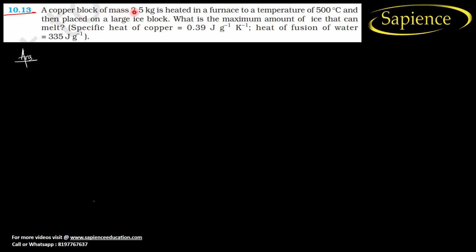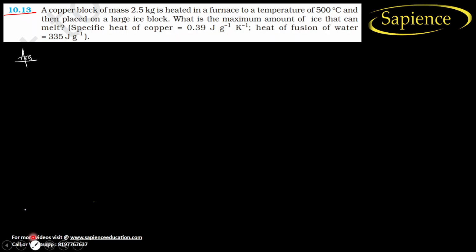A copper block of mass 2.5 kg, heated in the furnace to a temperature of 500 degrees Celsius, is then placed on a large ice block. What is the maximum amount of ice that can melt? The specific heat of copper is given, and the heat of fusion for water is given.